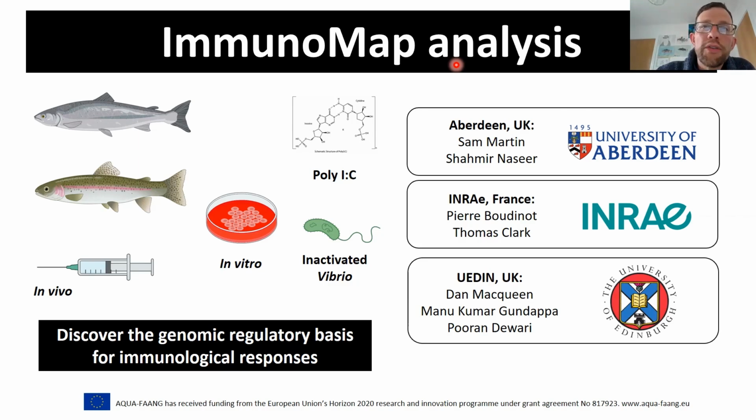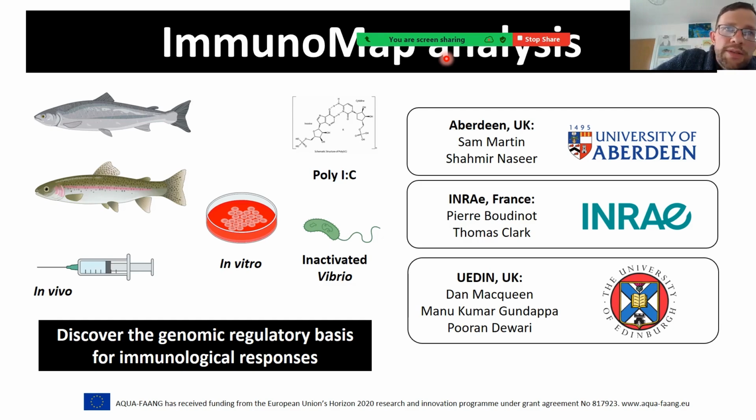And in short, and in common with the other AQUA-FAANG species, the salmon and trout were stimulated both in vivo by injection and in vitro in primary immune cell cultures using either poly-IC, which is a mimic of viral double-stranded RNA that activates the interferon or antiviral response, or with inactivated Vibrio bacteria, which activates an inflammatory response to the bacterial signals.